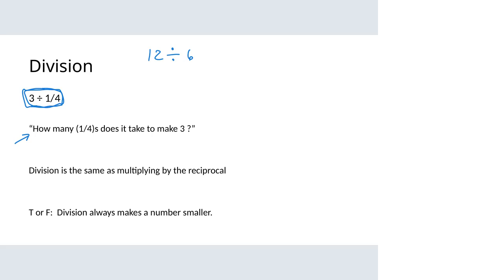One way you could do this is with the area model. You could say, you know what, here's 3. How many 1/4 does it take to make 3? Well, I'll chop these into fourths. And now I'm going to figure out how many fourths it took to make 3. It took 1, 2, 3, 4, 5, 6, 7, 8, 9, 10, 11, 12. How many 1/4 does it take to make 3? It takes 12 of them. So 3 divided by 1/4 is 12.